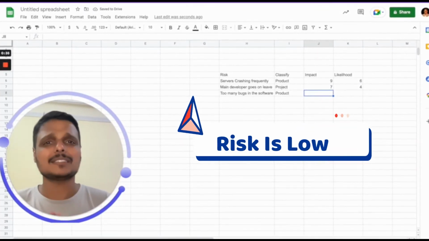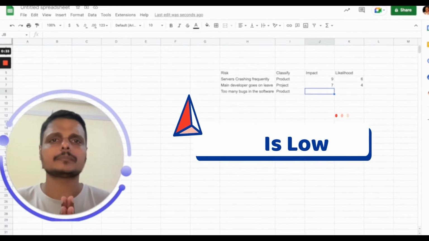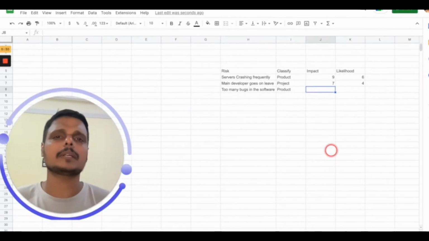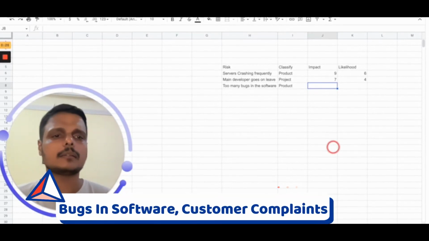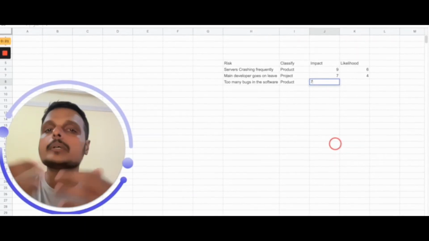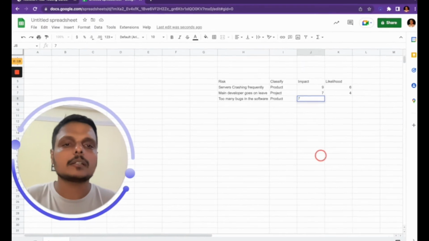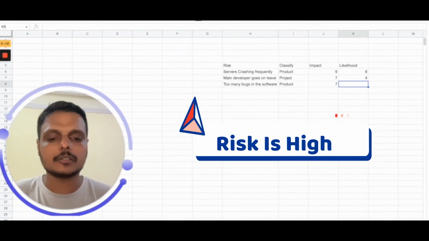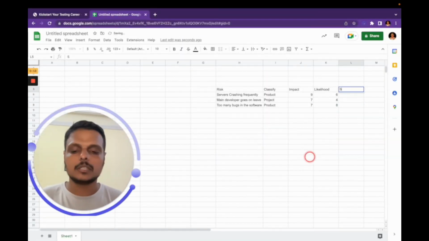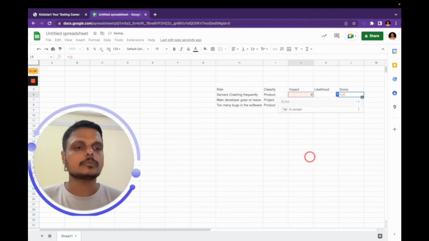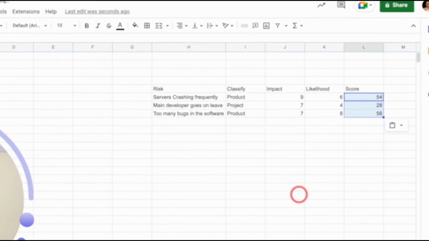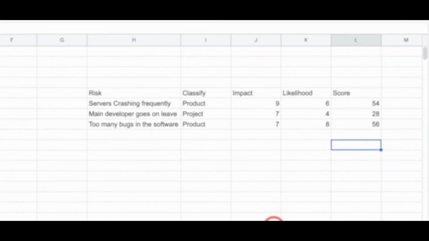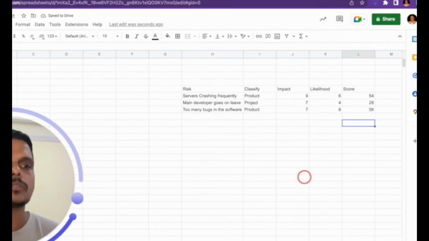Talk about too many bugs in the software. This is the product risk. What is the impact? End users are complaining, the customers are complaining, everyone is complaining. So yes, the impact is again high. But what is the likelihood of it? Given that you have not done any testing, you don't test the software, you don't do anything, what do you expect? Of course, the chances of this happening are also high. Now all you have to do is multiply these 2. Now if you see carefully, there are 3 sets of values.